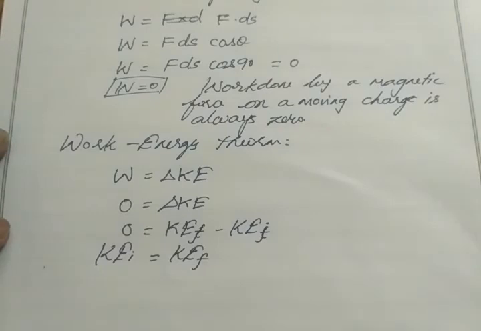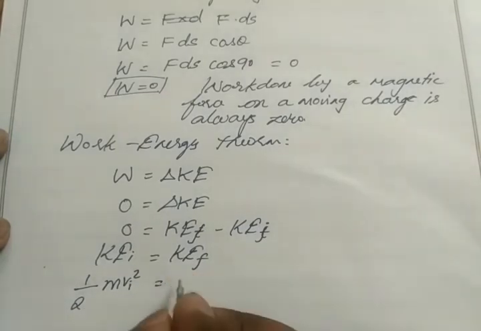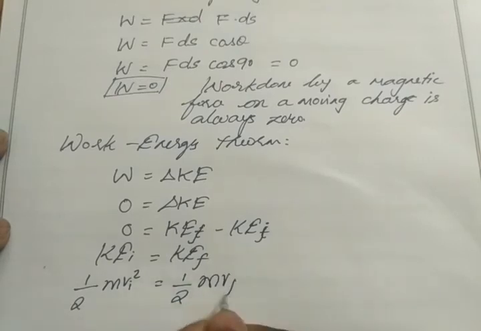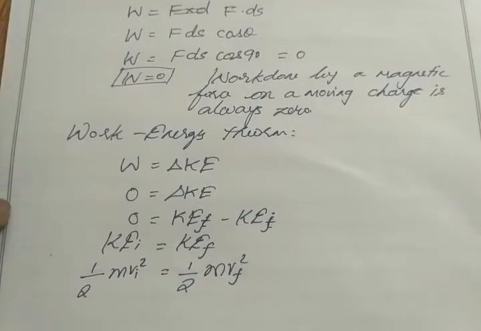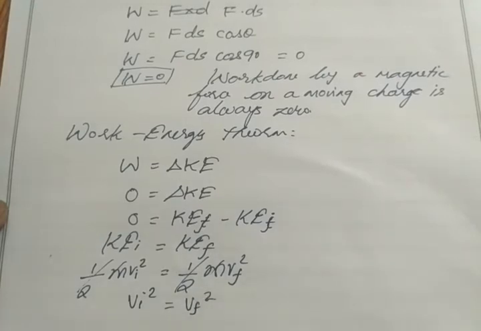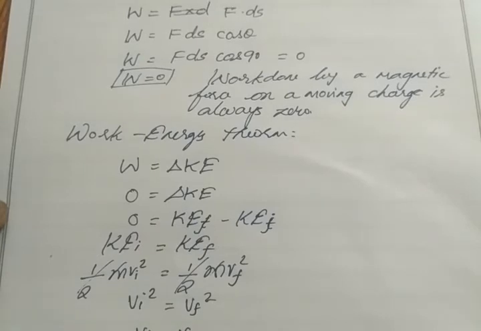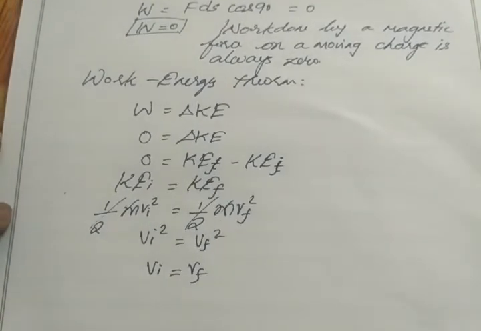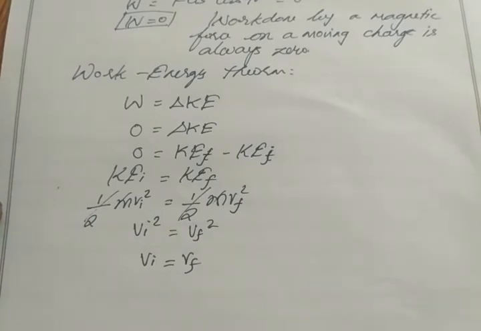So what is the formula for kinetic energy? As we know already, half mv square. So half m v_i square, initial velocity, equal to half m v_f square, final velocity. Okay, so half into m gets cancelled. I get v_i square equal to v_f square, which gives v_i equal to v_f. What does that mean? Our final velocity as well as initial velocity in a magnetic field will always be equal.